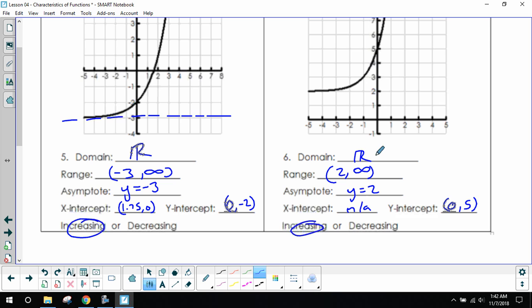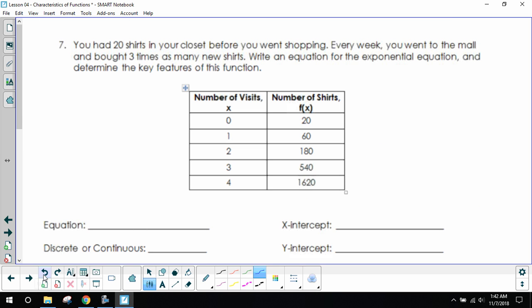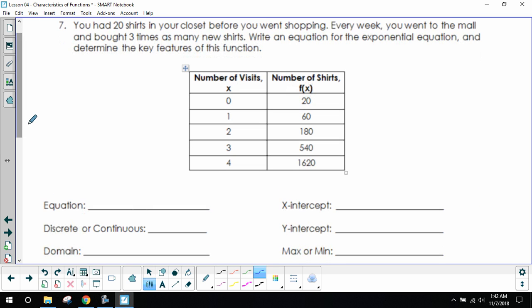You had 20 shirts in your closet before you went shopping. Every week you went to the mall and bought 3 times as many new shirts. Write an equation for the exponential equation and determine the key features of this function. So it looks like we're times 3 every time.